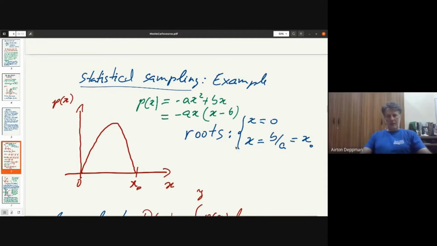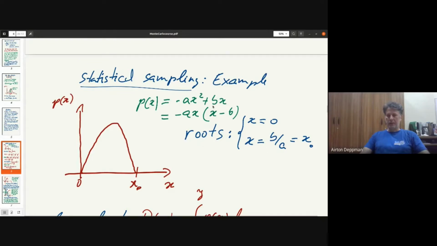Hi. Let's hear one example of statistical sampling. For this example, we use some arbitrary probability density, some function that is easy to integrate, just to understand what's the process. This is not a usual distribution, although it may happen in some cases. It's a parabola.